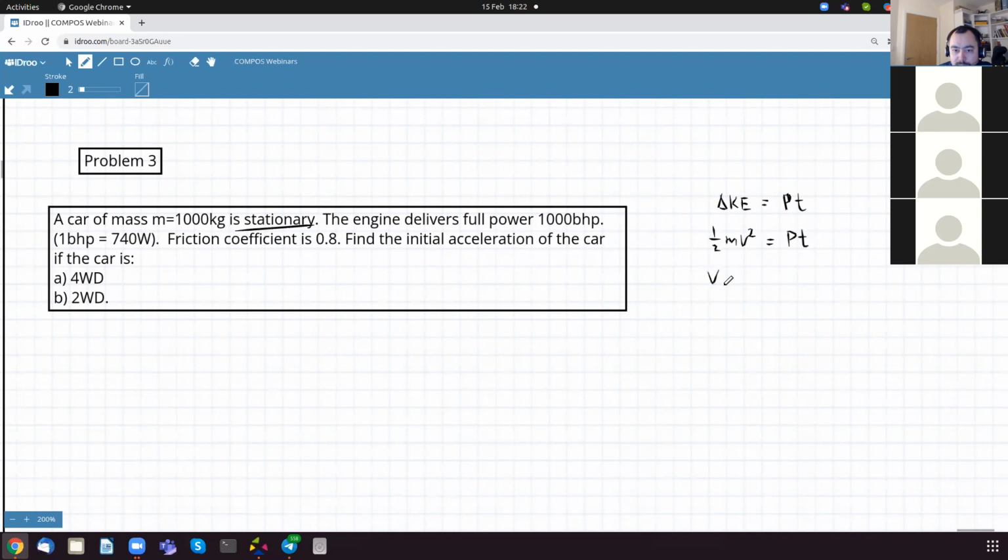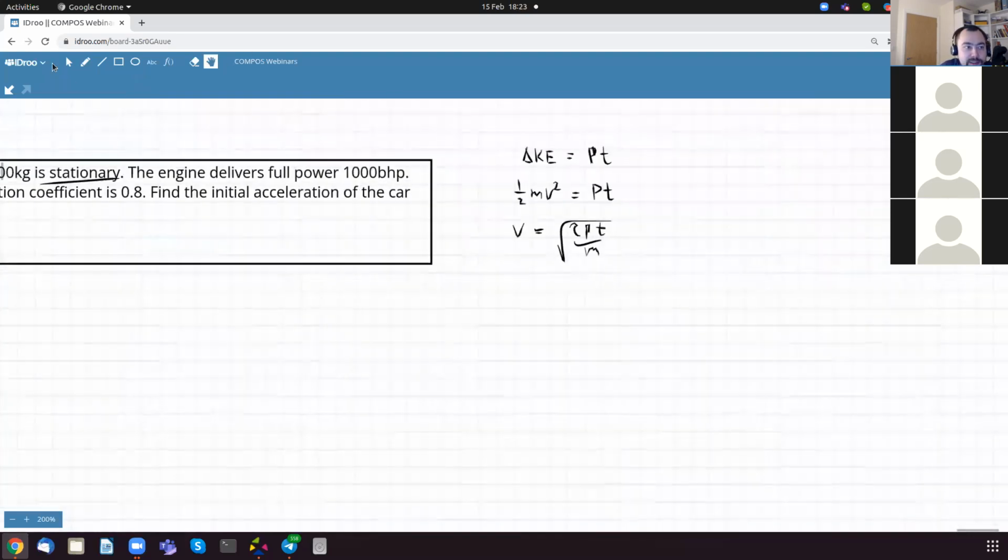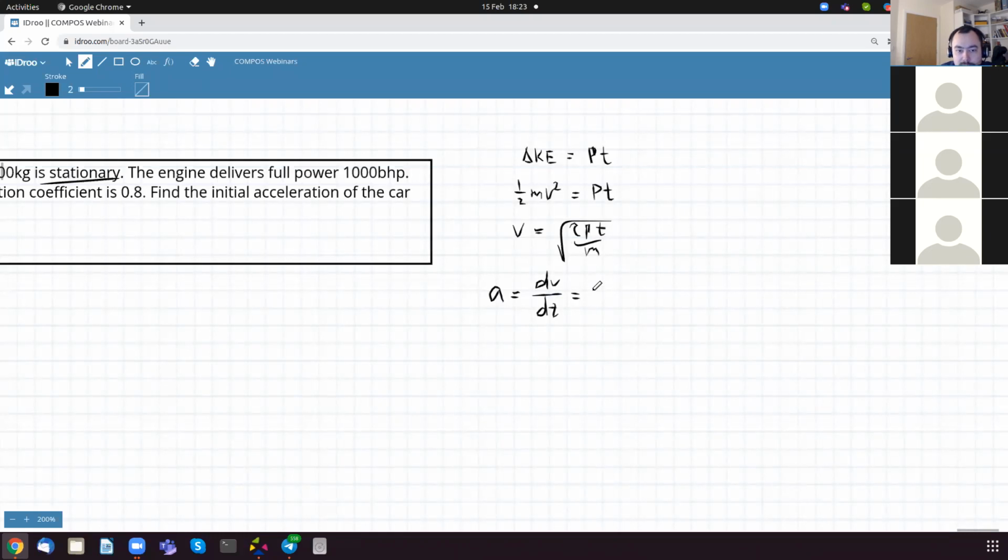So v is going to be equal to the square root of 2PT divided by m. It doesn't seem like a big deal, but to find acceleration, we need to differentiate that. Acceleration is the derivative of speed, dv/dt, so that's the square root of 2P over m, times t to the power 1/2.